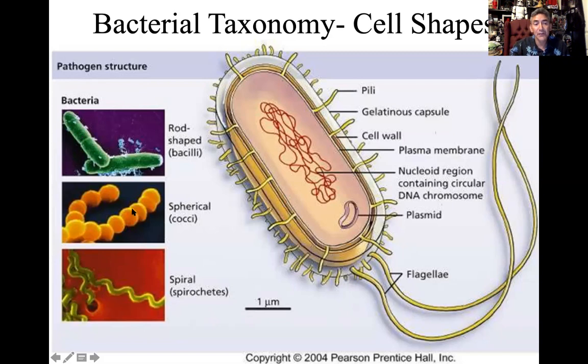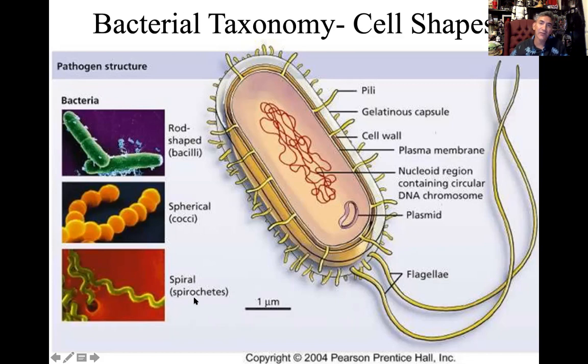One single cell could be round, or one single cell can be snake-like and spiral. So that doesn't sound very scientific. Round, oval, spiral, right? So the taxonomy tries to make it sound a little bit more complex. We go now to the Greek and Latin languages for the terms. If the bacteria are oval-shaped, we say they are bacilli. If the bacteria are round, we say they are cocci. If they're spiral, then we term them as spirochetes.